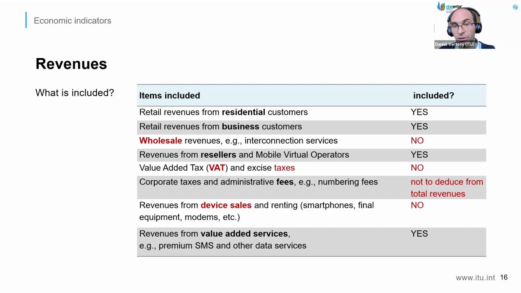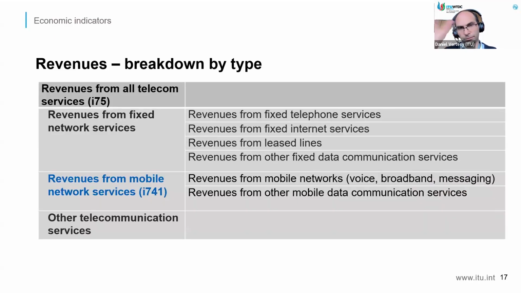Device sales, an important activity and often difficult to disentangle, should not be included in the revenues. This is a tricky one, and it's important to double check with the source. Revenues from value-added services, such as premium SMS and other data services, 5G, should of course be included. And now, typically you have a breakdown of revenues by the type of the service. So is it a fixed network? Is it a mobile network service or other services? The total, all telecom services, should include all three. And then specifically, we also collect indicator 741 for revenues for mobile network services.